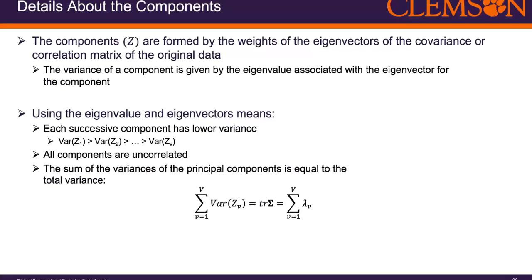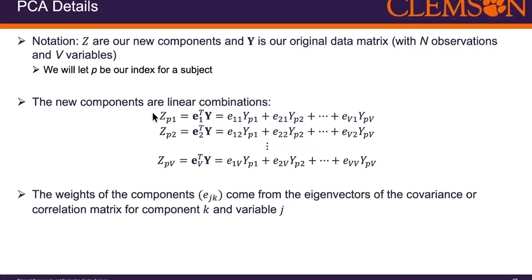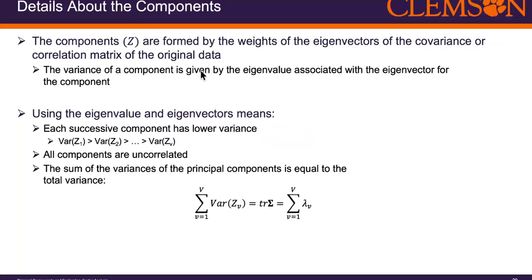The components are formed, as you just saw, by the weights of the eigenvectors of the covariance or correlation matrix. The variance of a component is actually given by the eigenvalue associated with that eigenvector. So if you go back here, the variance of Z P1, the very first component, is actually the eigenvalue for it. Right? So it's already built in, and tells us how much variance that first component has.